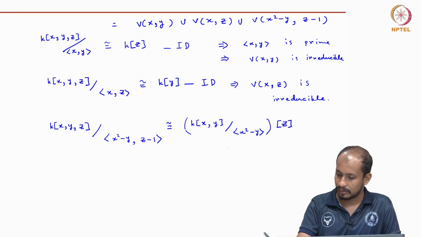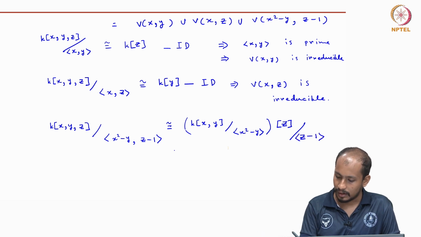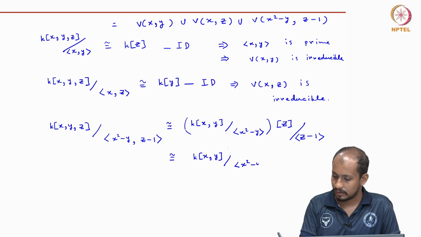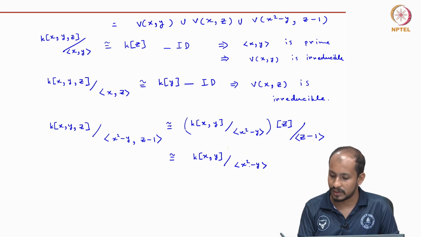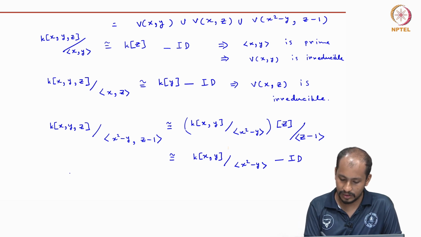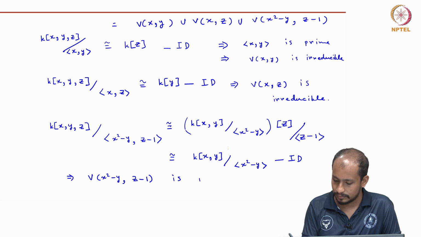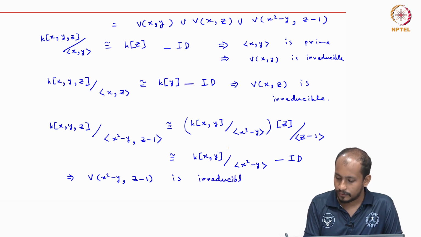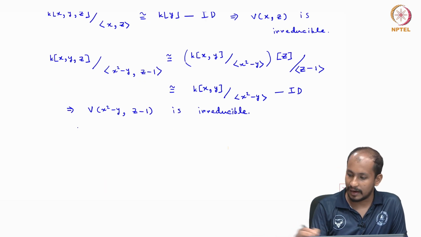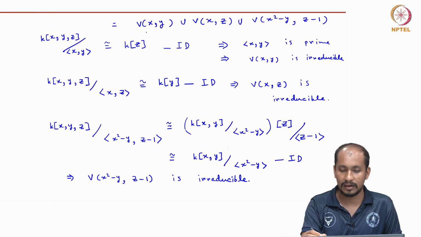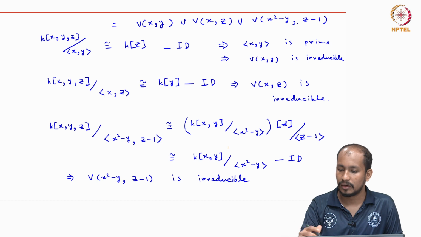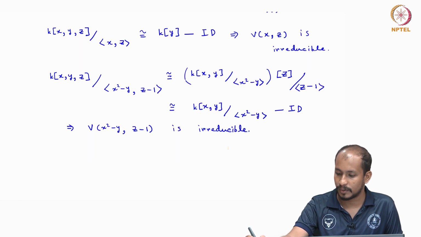...and this is isomorphic to k[x,y] quotiented by the ideal generated by x squared minus y. Now x squared minus y is irreducible in the polynomial ring k[x,y], so this is an integral domain. So this will imply that V(x squared minus y, z minus 1) is also irreducible. Also observe that no one contains another: V(x, y), V(x, z) and V(x squared minus y, z minus 1), no one contains the other. So these are the irreducible components.